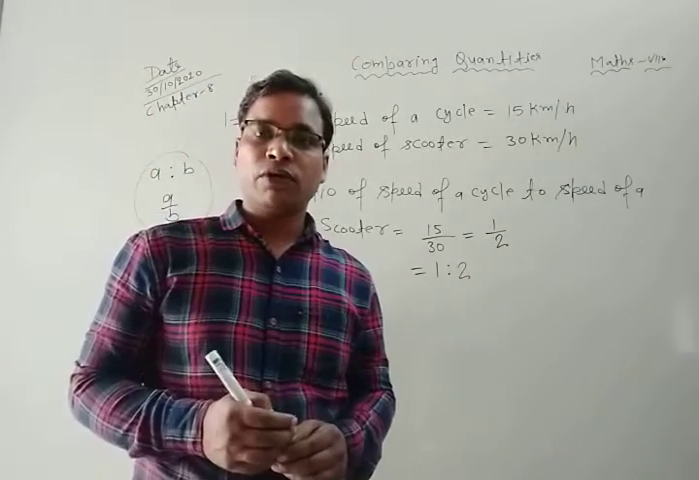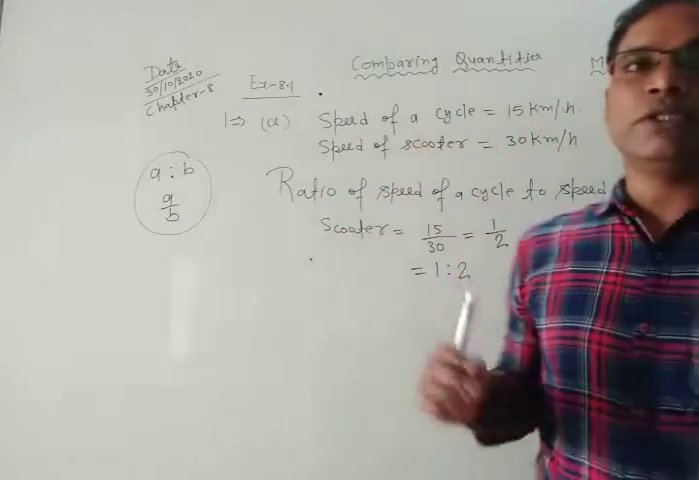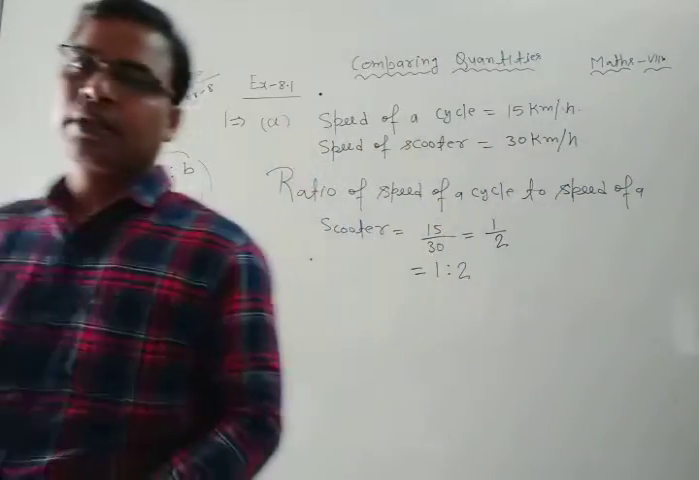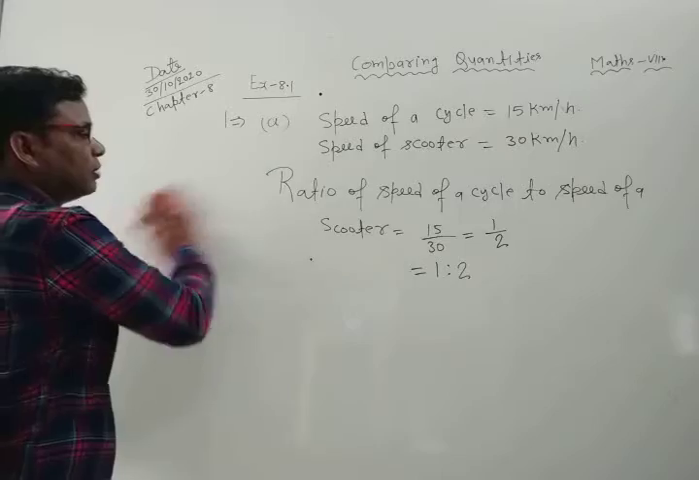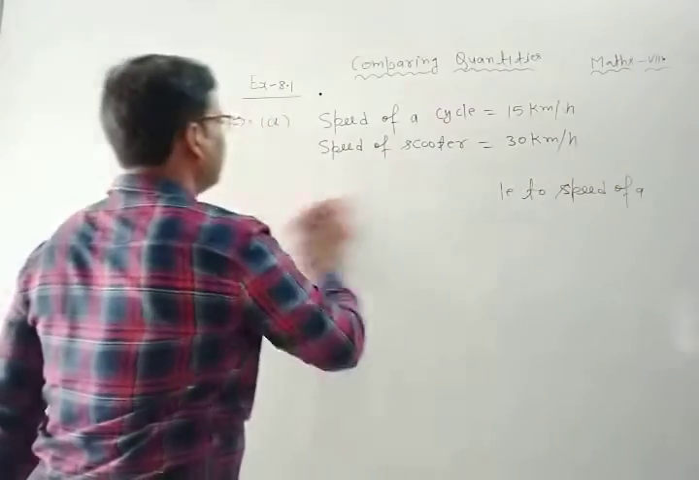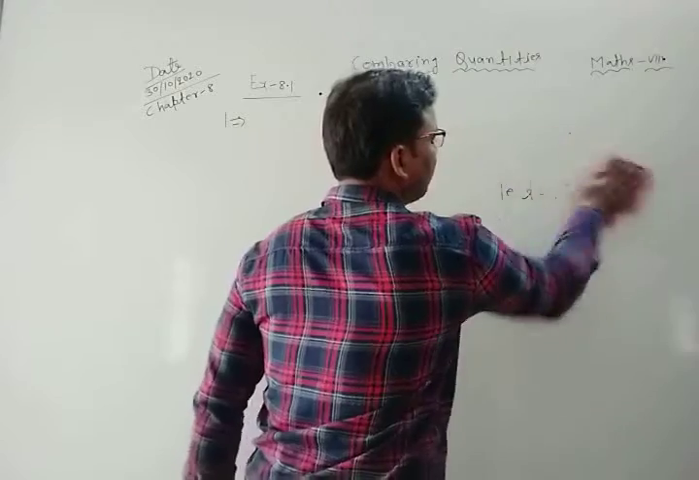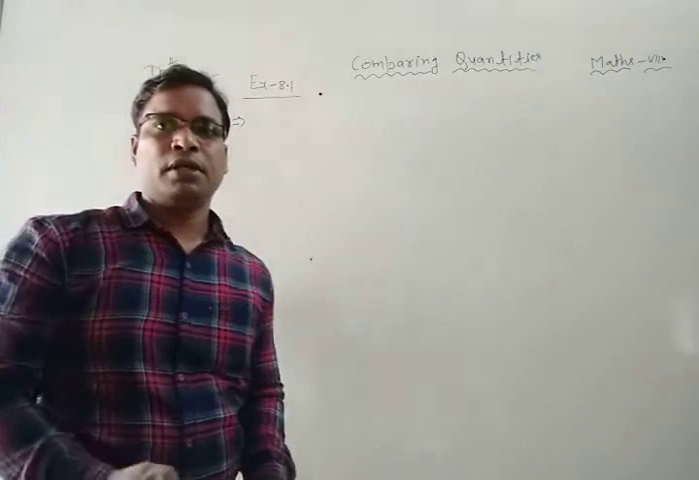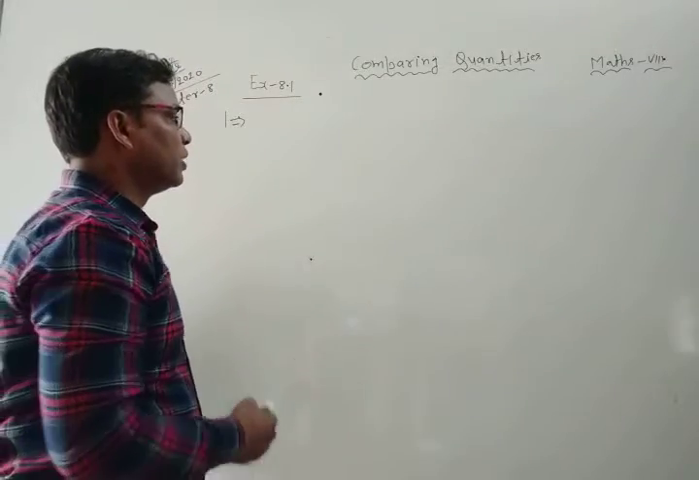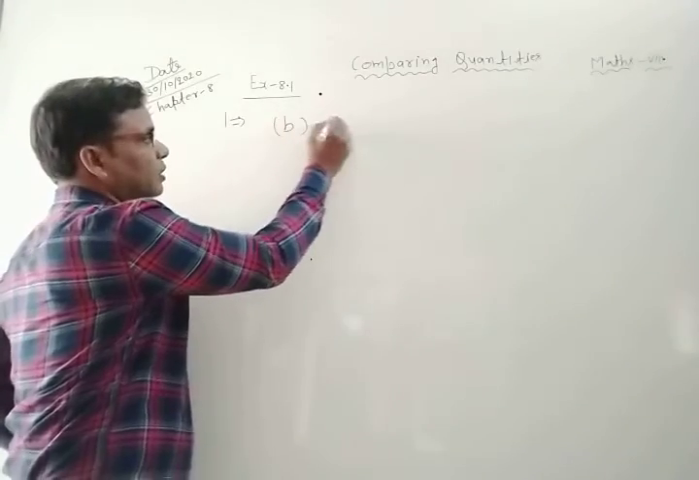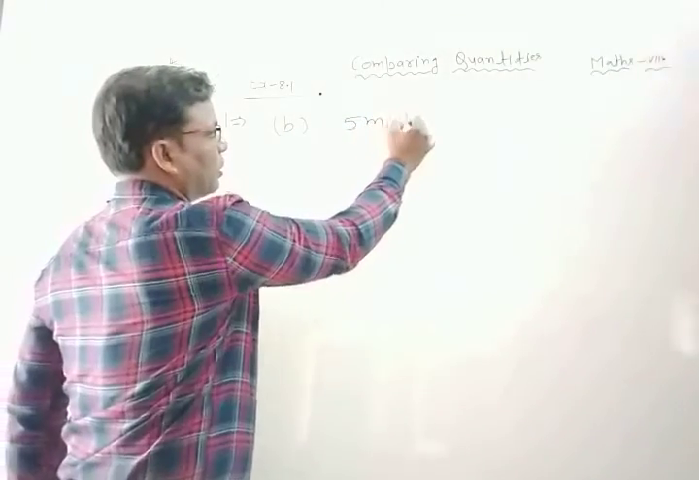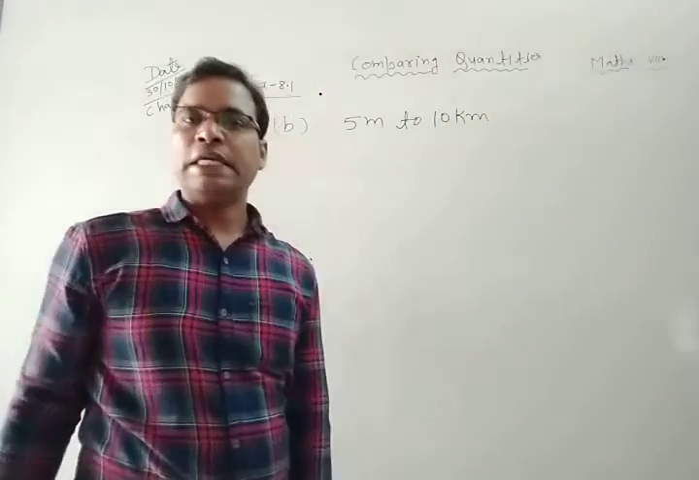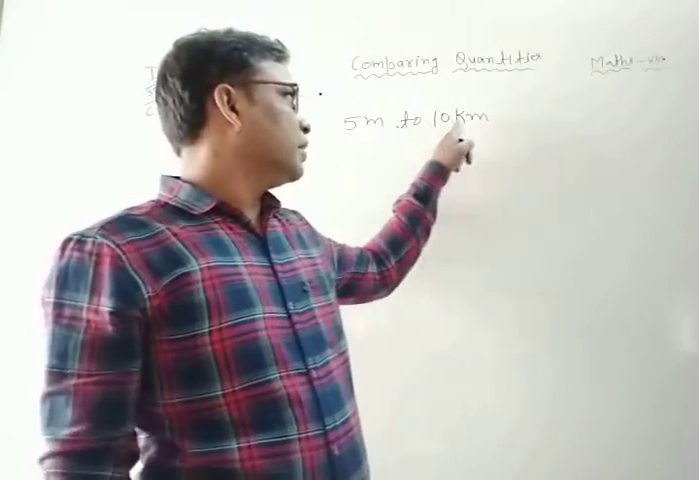Okay. Now we are going to discuss the second part of this question. Second part is find the ratio of 5 meter to 10 kilometers. So let's see how to find the ratio of 5 meter to 10 kilometers. Okay, this is B part. We can find the ratio only of the same kind. So here you can see this is meter, this is kilometers.